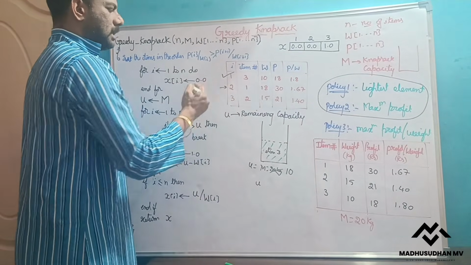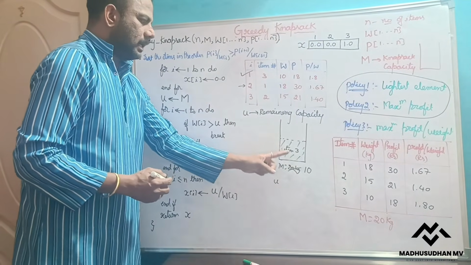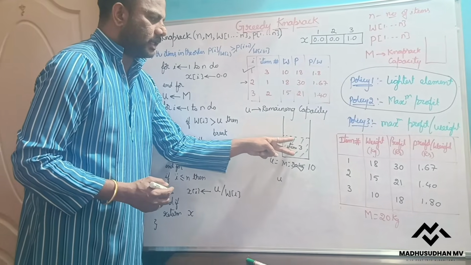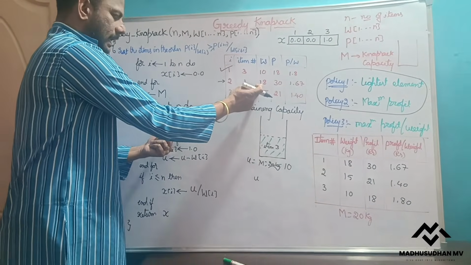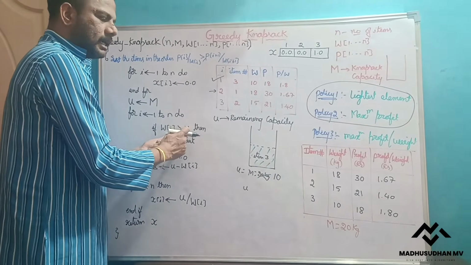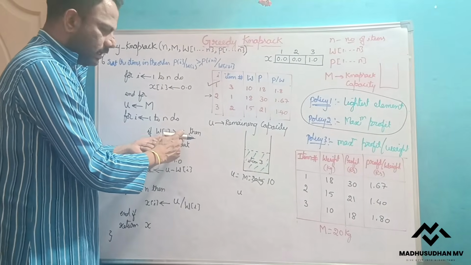Now I'm checking this side, I'm taking this item. Now this item's weight is what? 18 kg. The remaining capacity is 10 kg. Out of 20 kg, 10 kg is occupied and 10 kg is remaining. Now the weight of the next item is 18 kg. 18 kg greater than 10? Yes, 18 is greater than 10.